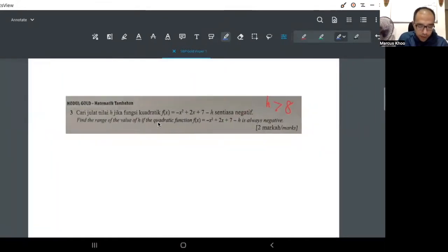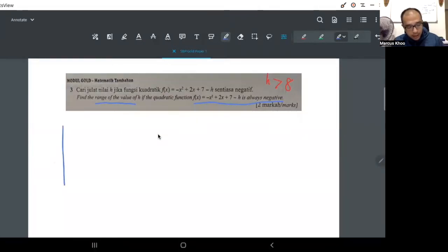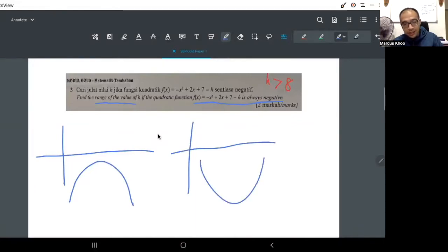All right, number 3, find the range of values of h. Whenever you see the words range of values of h, you need to know that your answer is not an equals, it is either greater than or less than. Now they say this one is always negative. So what does always negative mean? Always negative means that the curve is either, oh sorry, it's always like this, or it's always like this. This is a bit impossible, so I'm not going to do it.